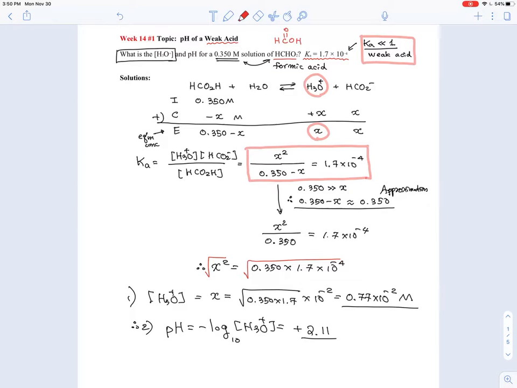So that's the answer for this question. Please note that it is really important to understand how this approximation works: when you see a value minus X and X is very small, it can be approximated to be that value.